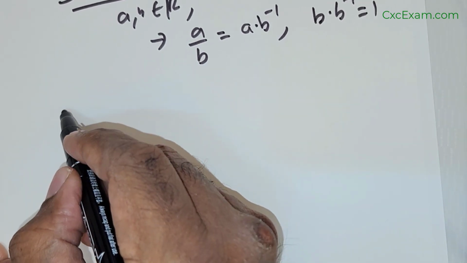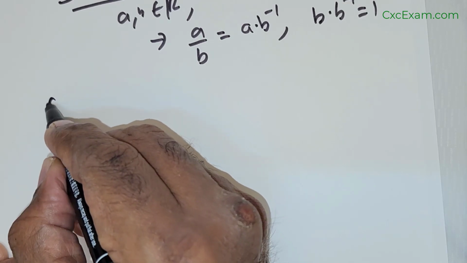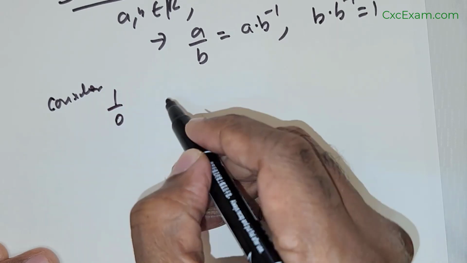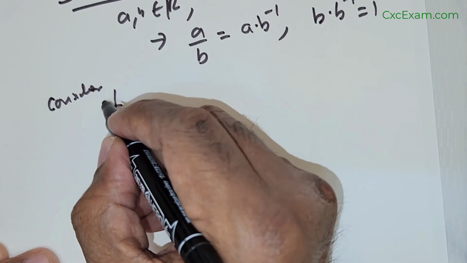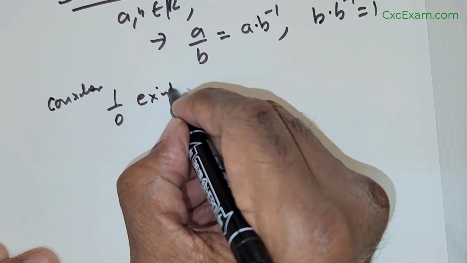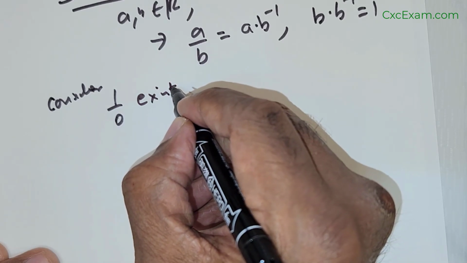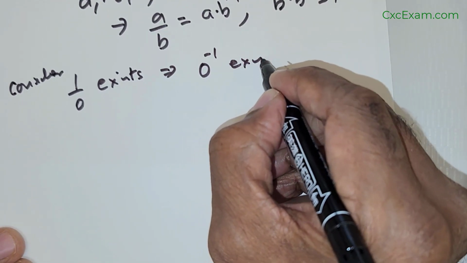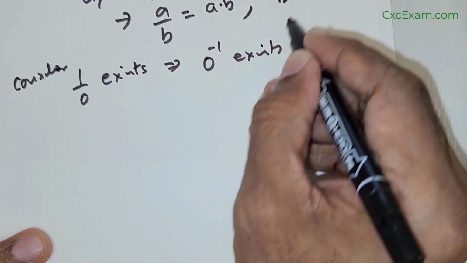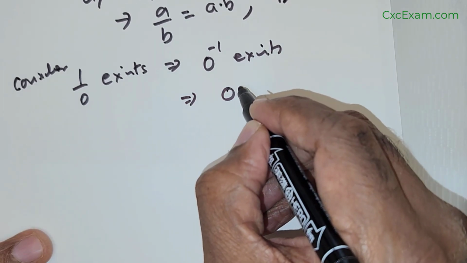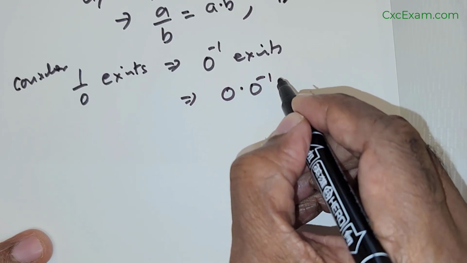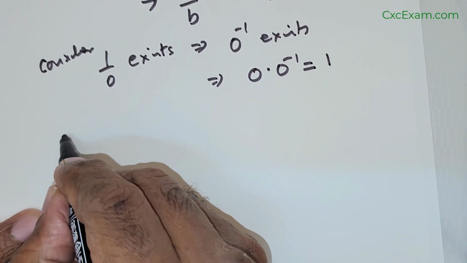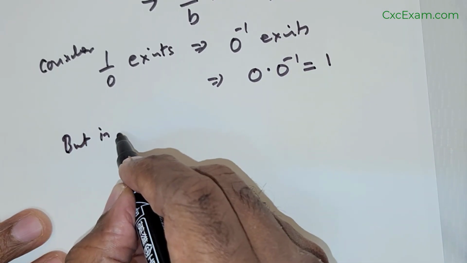Now let us come to our 1 over 0. Consider the term 1 over 0, and let me suppose 1 over 0 does really exist. This means 0 raised to the power of minus 1 exists. So according to the definition, this means 0 times 0 raised to the power of negative 1 is equal to 1, right?